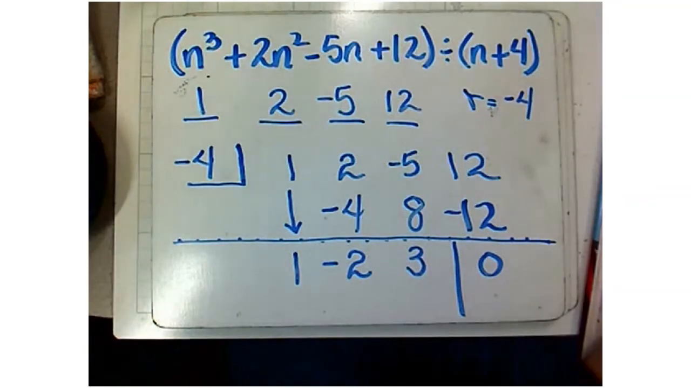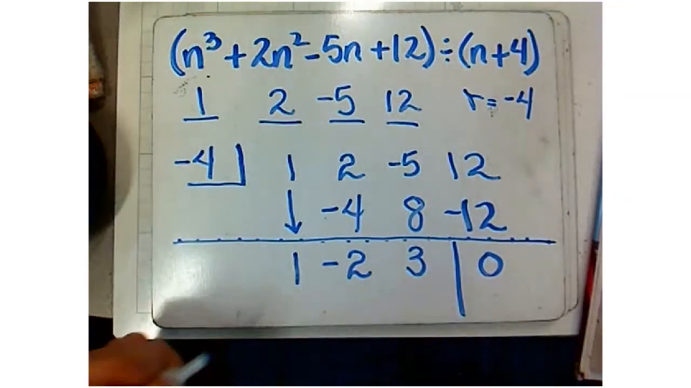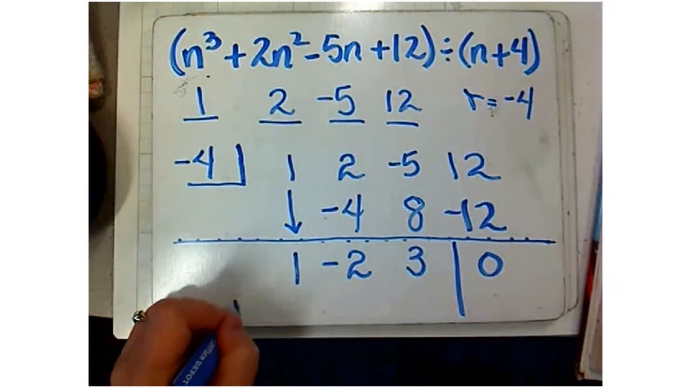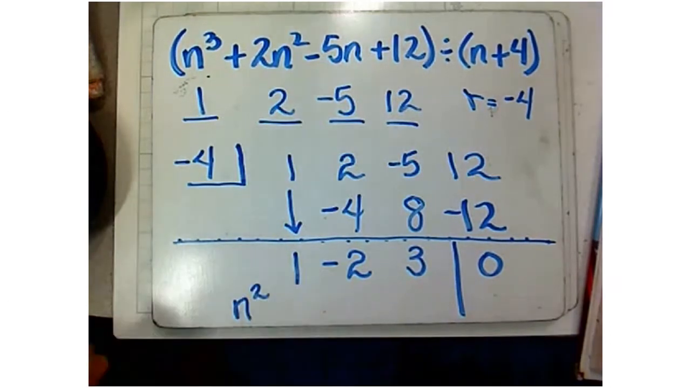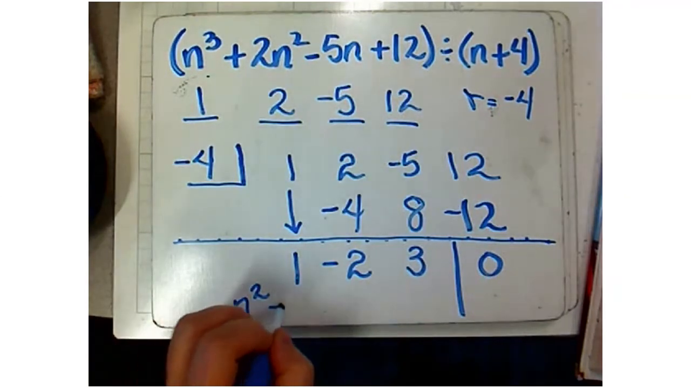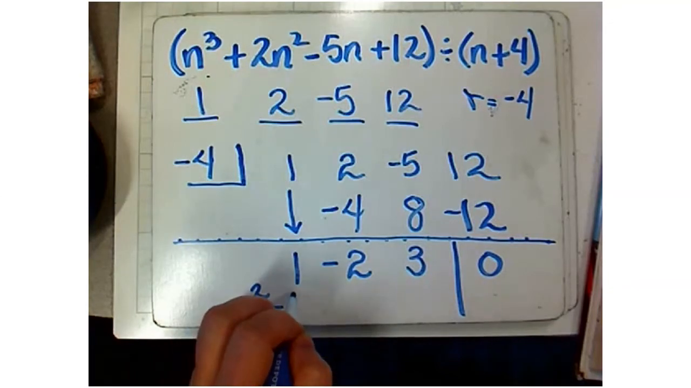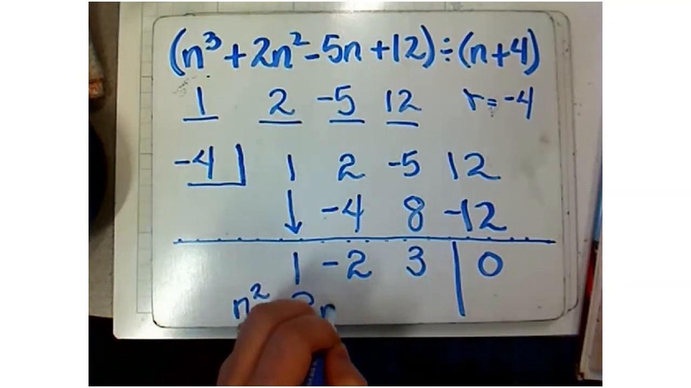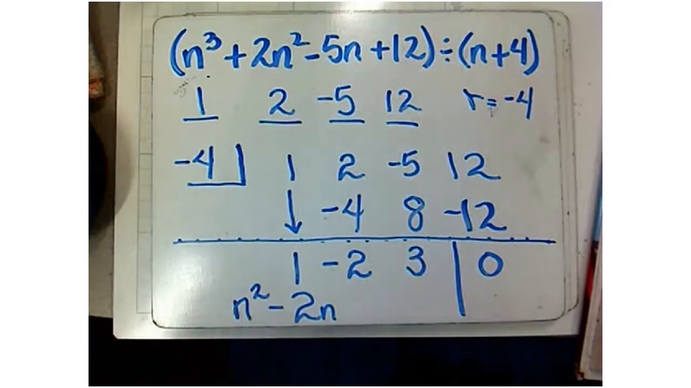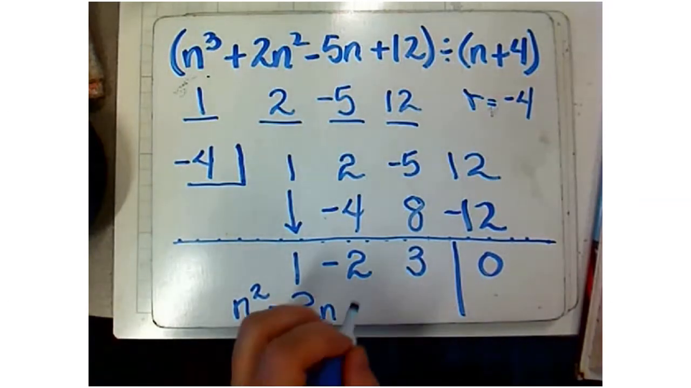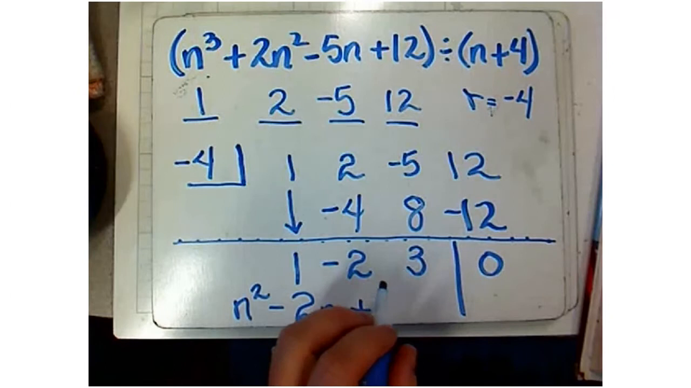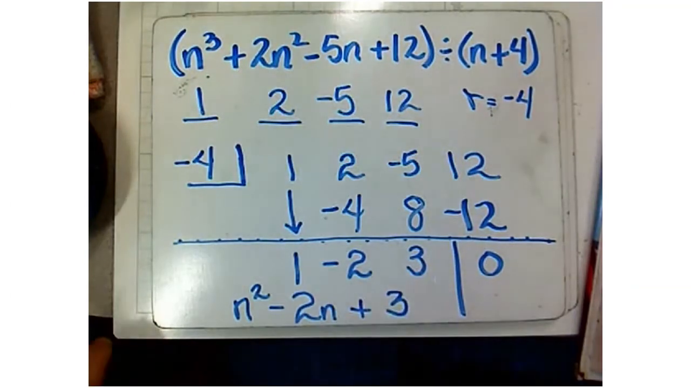So we know that this was n to the third. So what is our first term of our answer going to be? N to the second, right? Minus, right? Notice we have a negative 2, minus 2n, just 2n, right? And then plus 3. Done.